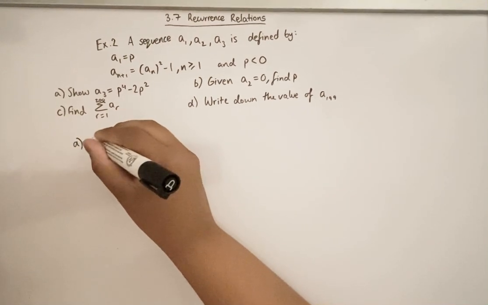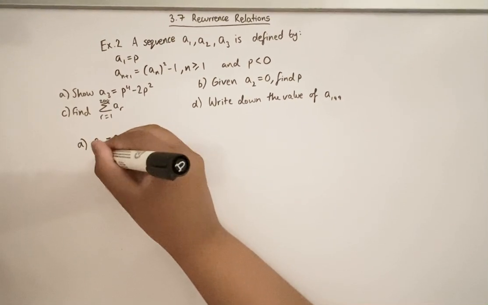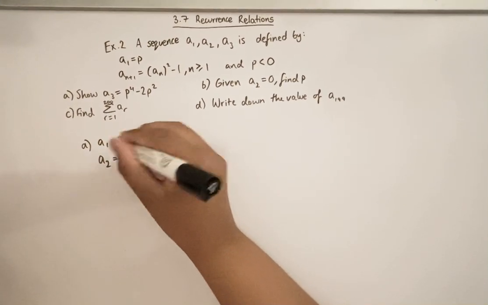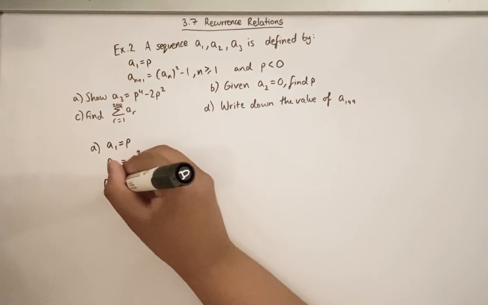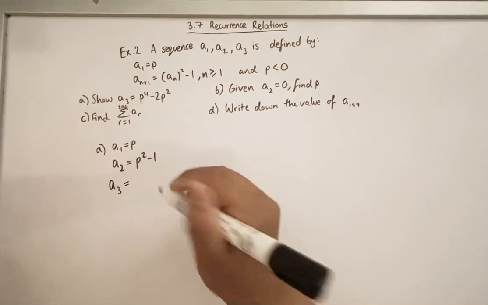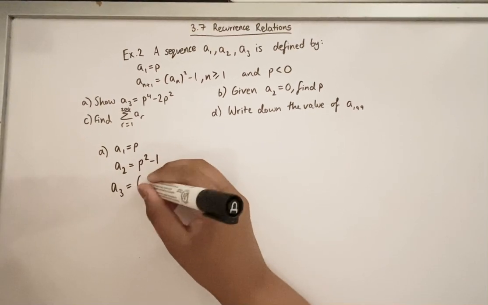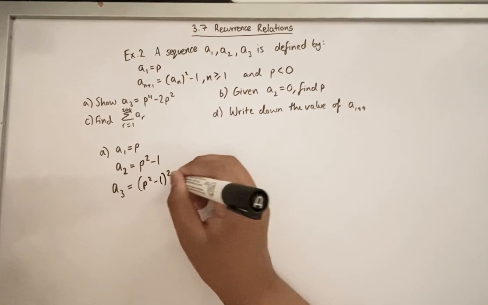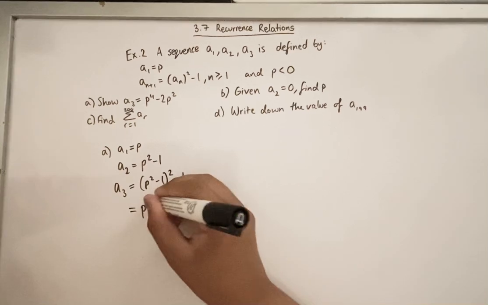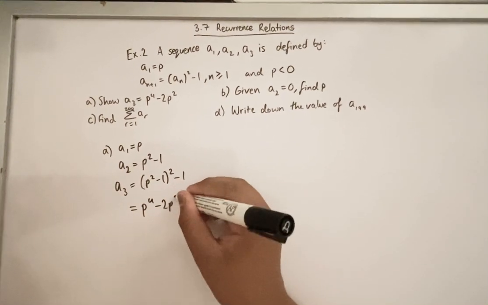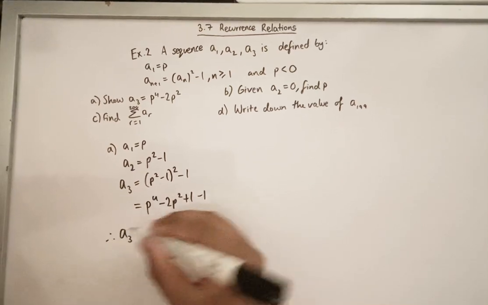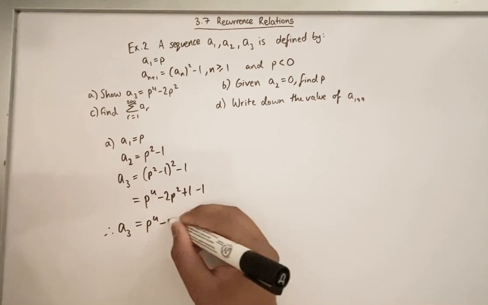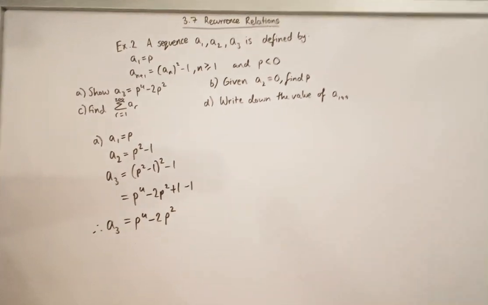Part A, we know a_1 is equal to p. a_2 will be a_1 squared minus 1, which is p squared minus 1. a_3 will be a_2 squared minus 1, which is (p squared minus 1) squared minus 1, which is p to the 4 minus 2p squared plus 1 minus 1. And so, therefore, a_3 equals p to the 4 minus 2p squared, as required.